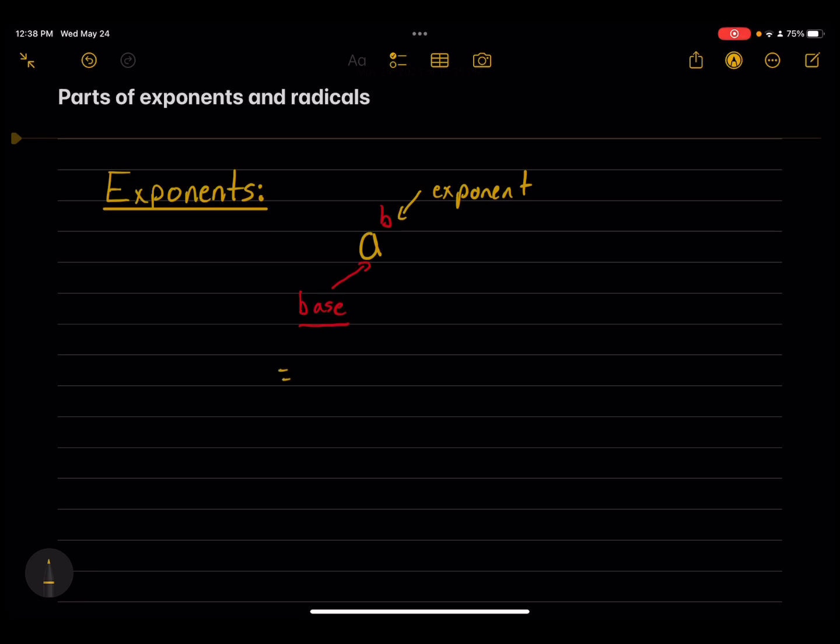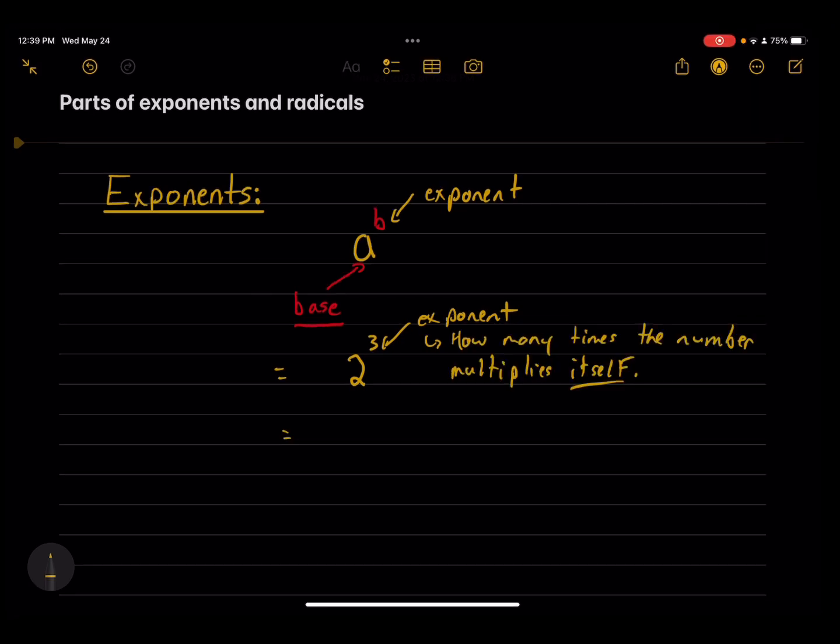And what that means is, if I'm translating this to an actual example, if I have 2 to the exponent 3, that exponent does not mean that it's 2 times 3. It actually tells you how many times the number multiplies itself. And so if I were to expand this, this would actually be 2 times 2 times 2, not 2 times 3. And 2 times 2 times 2, the first 2 would give you 4, then multiplied again by 2, this would have a total of 8. So the exponent tells you how many times the base multiplies itself.